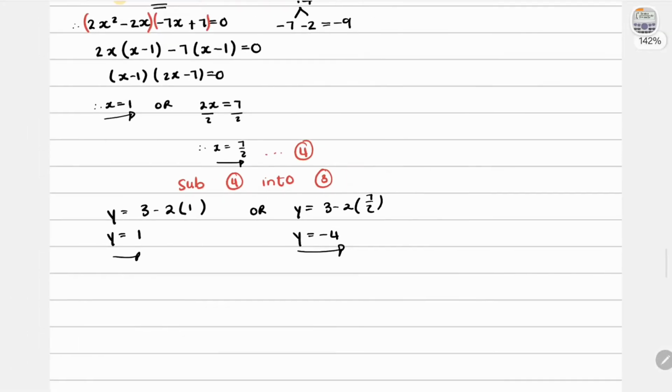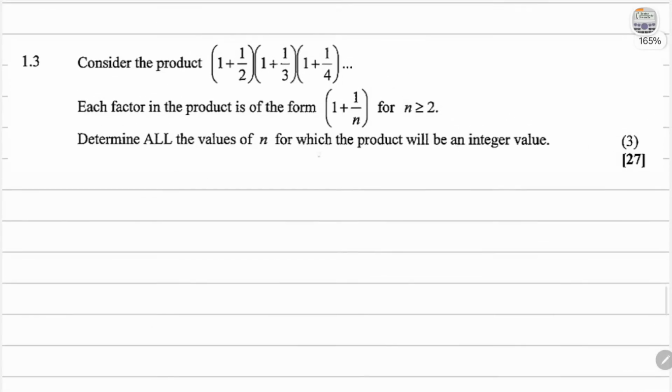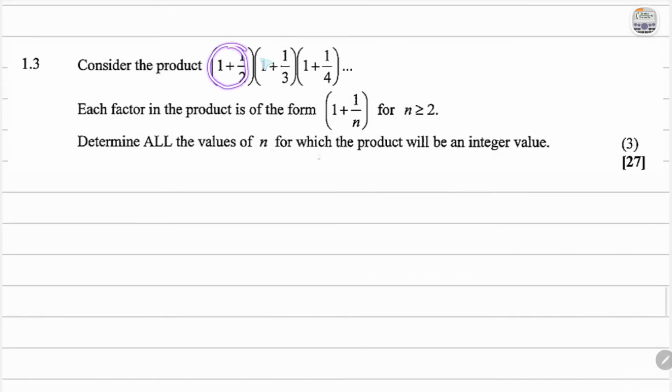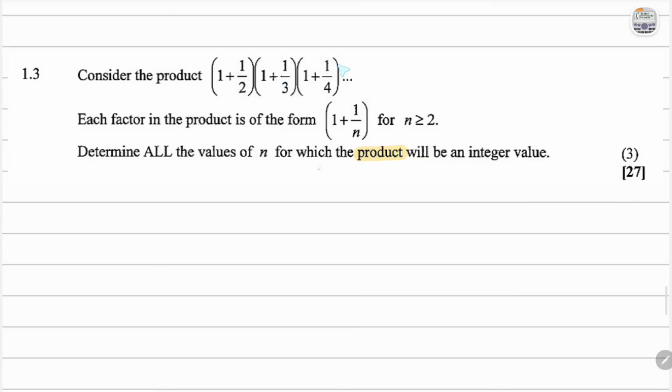Question 1.3 says, consider the product, and then we are given these and they are multiplying. Now they tell us that each factor in the product is of the form 1 plus 1 over n, where n is greater than or equal to 2, which we can see it starts at 2 and then it increases so its value is greater than 2. Then they ask us to determine all the values of n for which the product will be an integer value. So from this, the main goal is to find the product. And you find the product by simplifying these that are multiplying together.